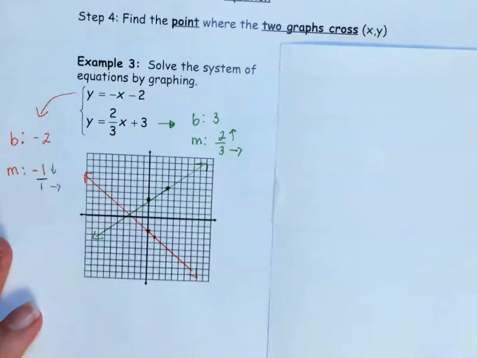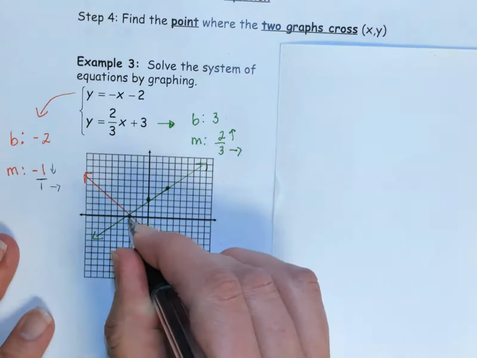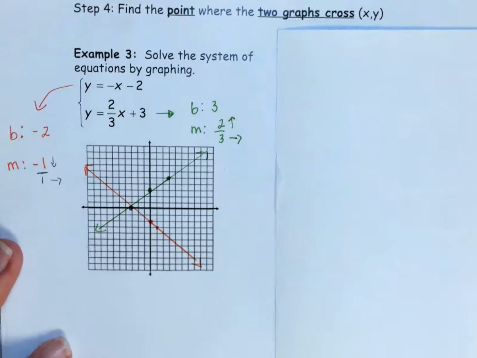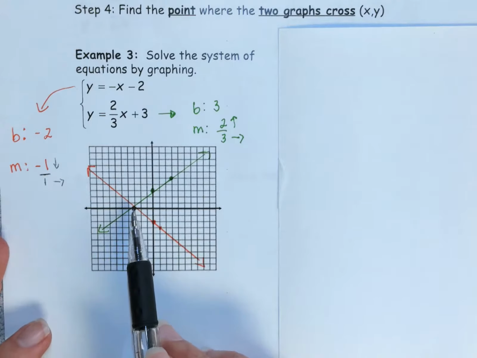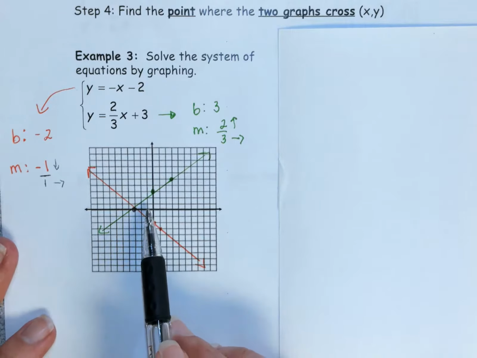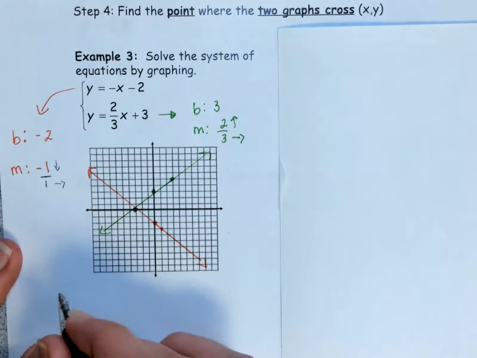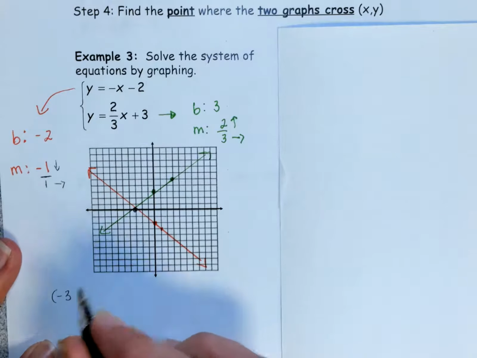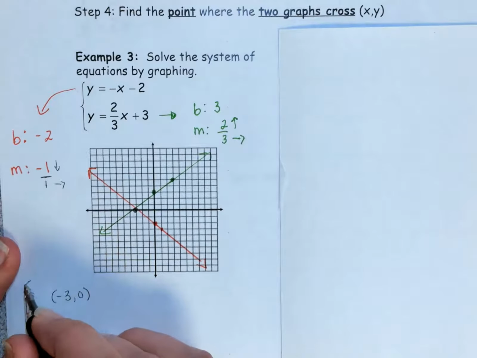Okay, so it looks like these intersect at this point right here. Let's go ahead and look at what this point is. It is -1, -2, -3. And we don't move up or down, so (-3, 0). This is the solution.